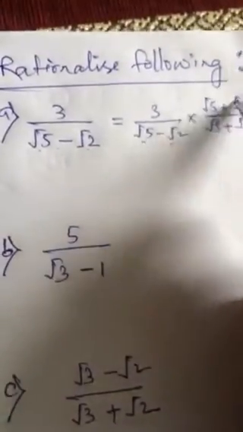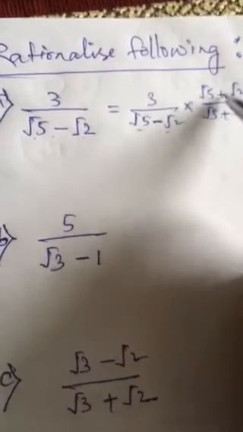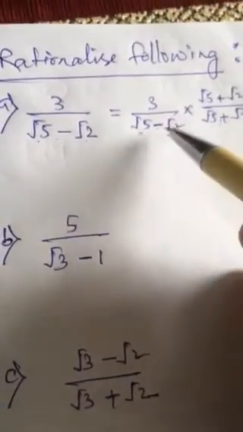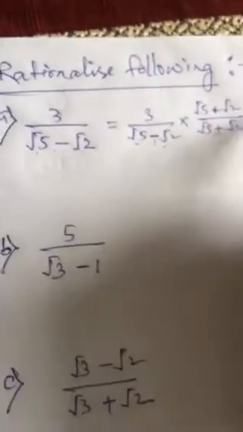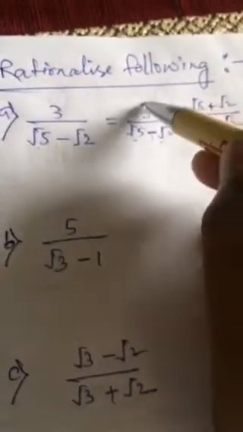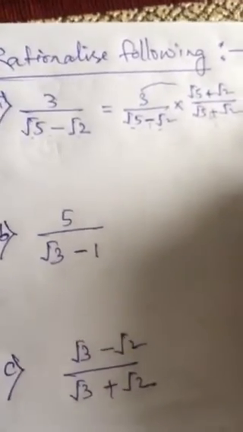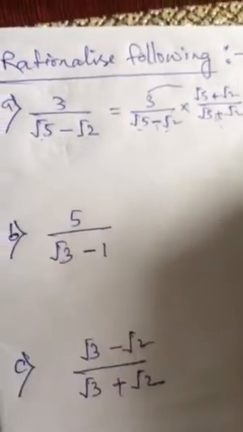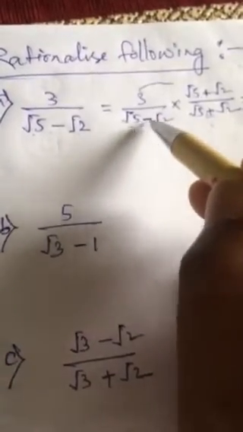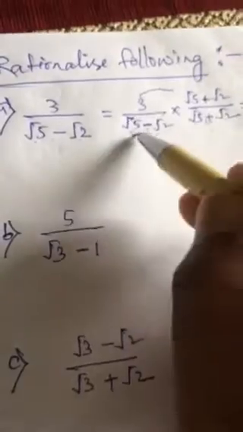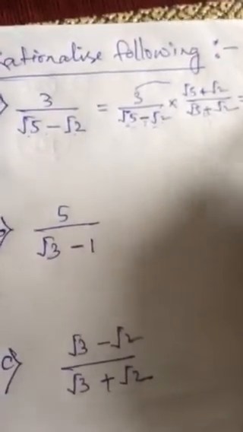Okay, what will you do? The same, you have to multiply, but by changing the sign. If there is minus, you have to multiply with plus. If there is plus, you have to multiply with minus. Now what will you do? Now you multiply by 3, you have to multiply 3 by root 5 plus root 2. Down below you always write a minus b, a plus b, it is a square minus b square, because we have already understood the use of the formula.